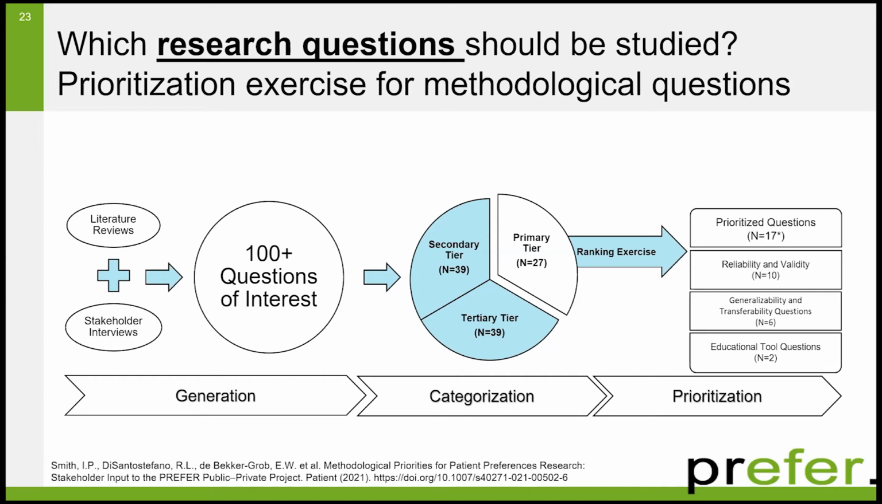And also, how do we educate patients? Because as this whole exercise took place in 2018, at that time there was very little evidence or few publications addressing specifically educational materials prior to patient preferences. So now we have a list of 17 prioritized questions.